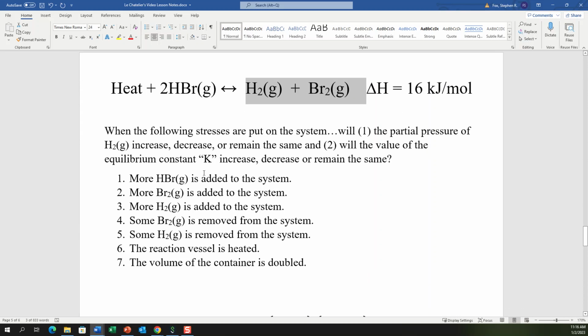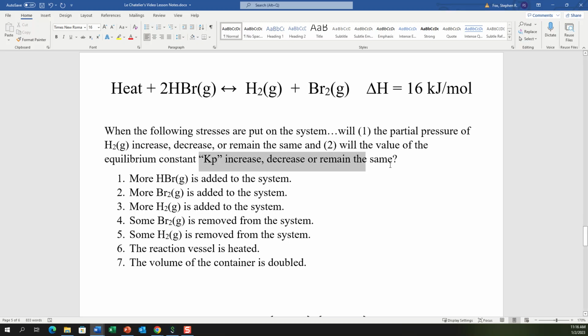But now let's look at this question. This isn't asking which way the reaction will shift. It's asking, after the shift occurs, what happens to the partial pressure of H2? Does the partial pressure of H2 increase, decrease, or remain the same? And then it's asking about the value of the equilibrium constant, let's call it Kp. Does it increase, decrease, or remain the same?